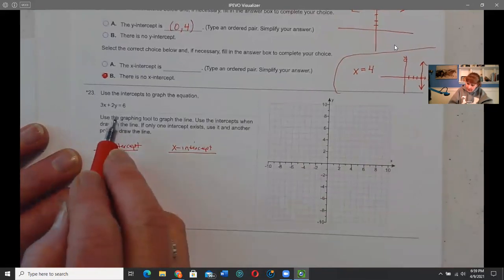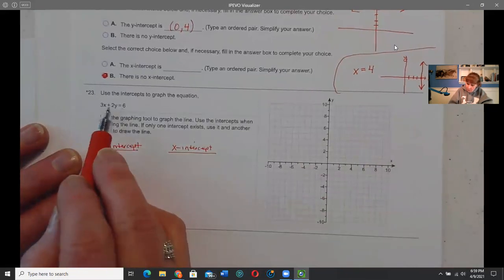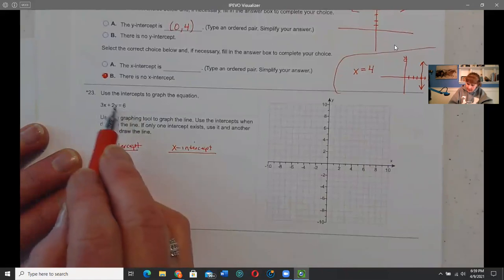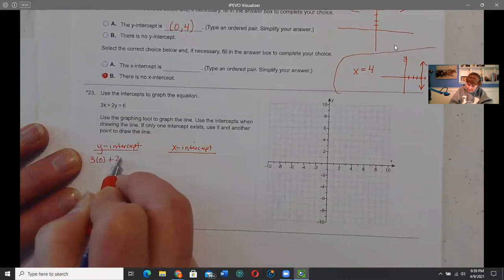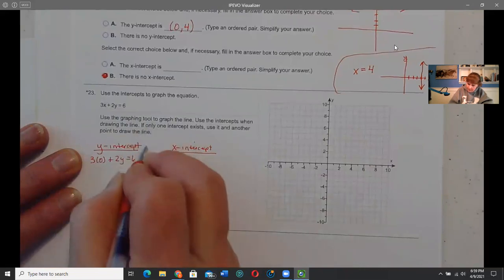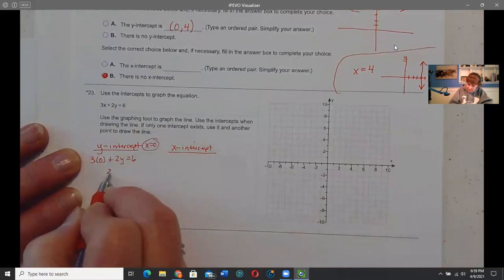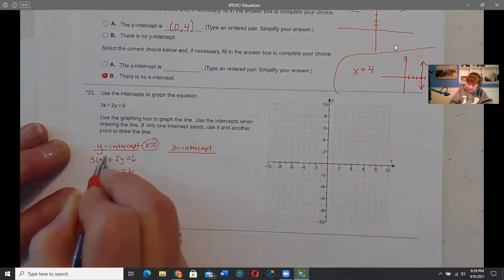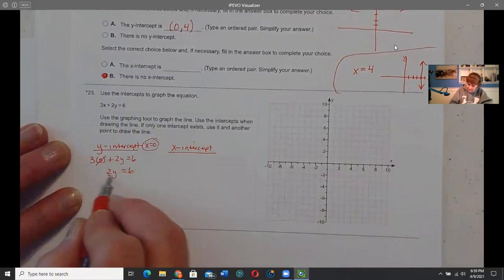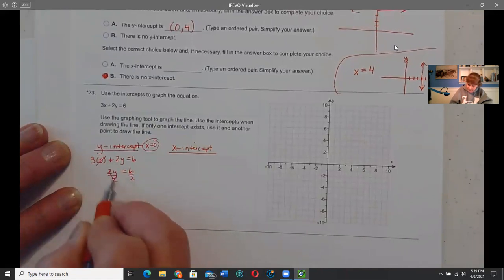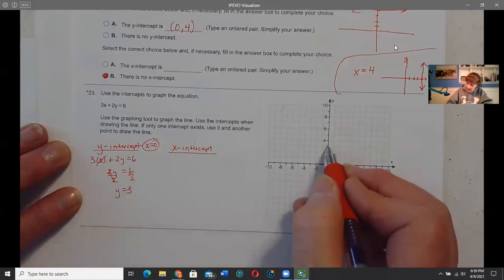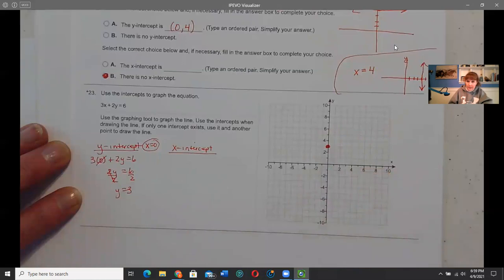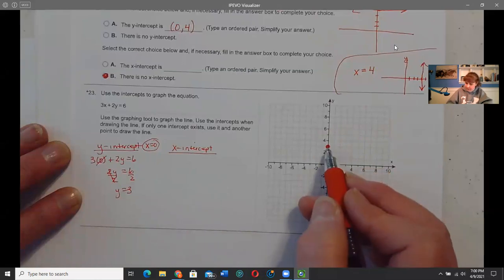Well, here, for the y-intercept, x is 0. So to find the y-intercept, x is 0. So 2y equals 6, that's gone. Divide by 2, y is 3. It will hit the y-axis right there. So you would take your cursor and put a point right there.